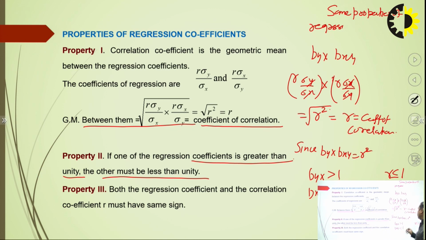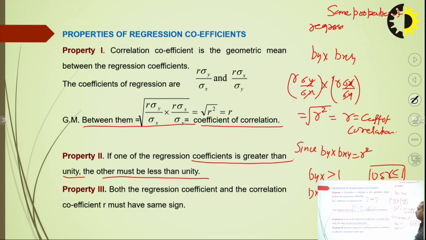The product of the two is equal to r square, and the value of r is between 0 and 1. Therefore, if one is greater than 1, the other will be less than 1. The regression coefficient of one is greater than unity, then the other is less than unity.